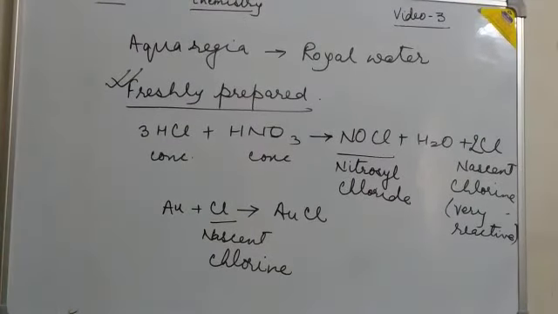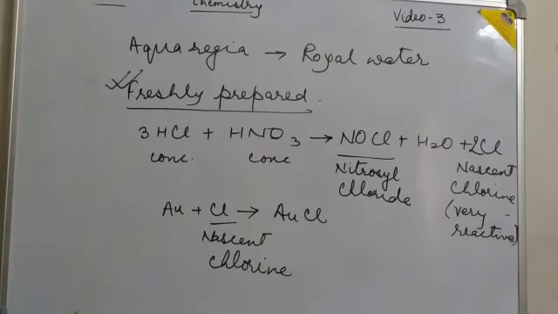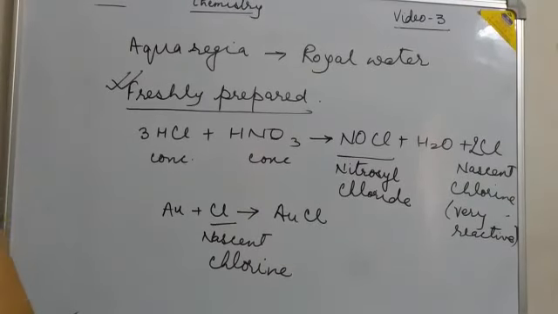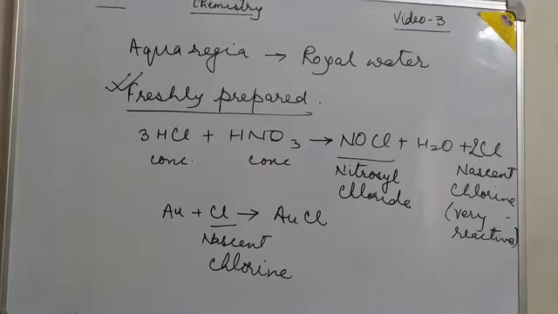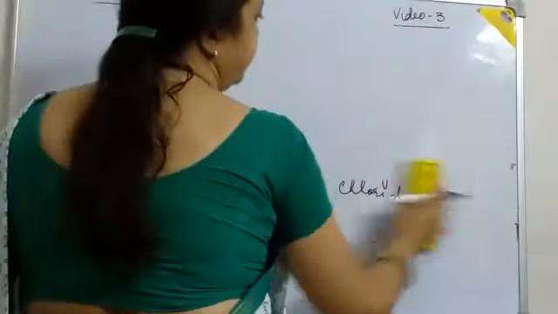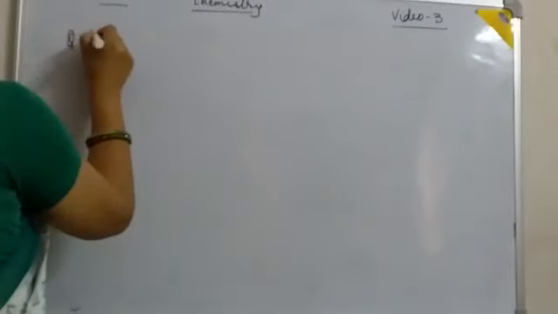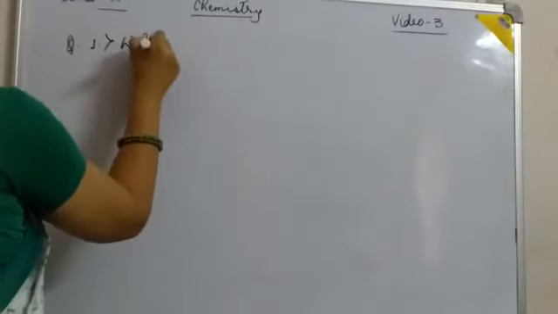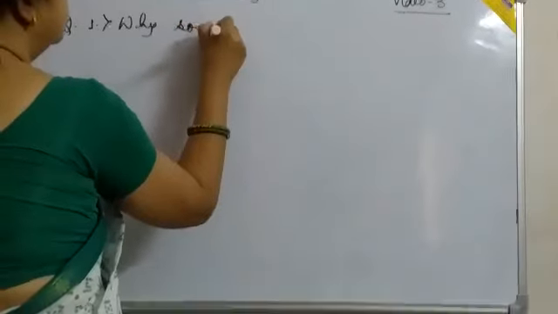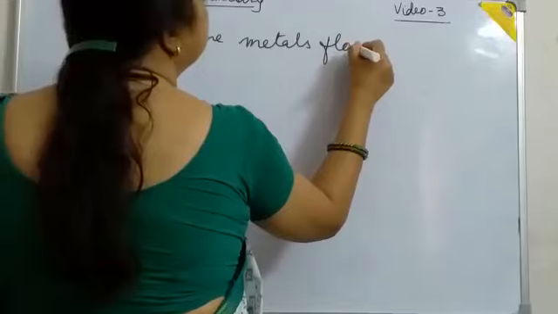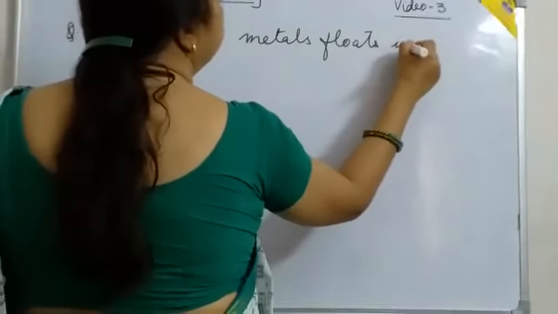These are the total chemical properties of metals and non-metals. Now, there are some questions. Why do some metals float on water when we add a piece of it into water?